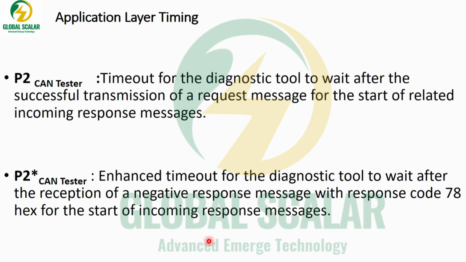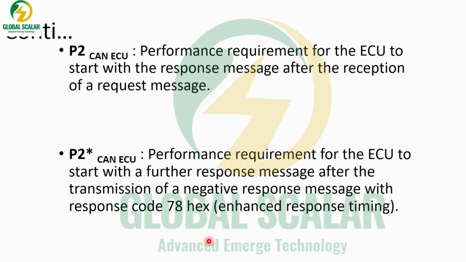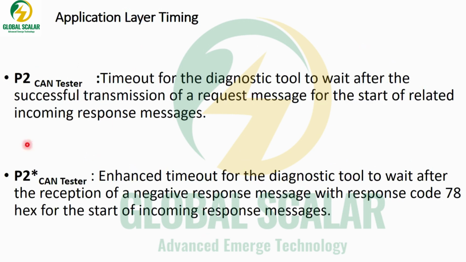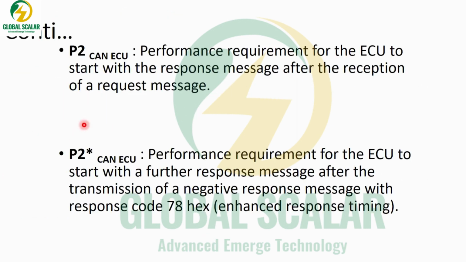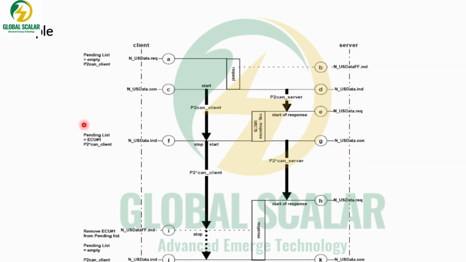So these are the timing parameters that are part of the P2 star CAN and P2 star maximum. This is from the tester side, where they send the request, and this is the ECU side, which receives whatever request is sent by the tester or the server.